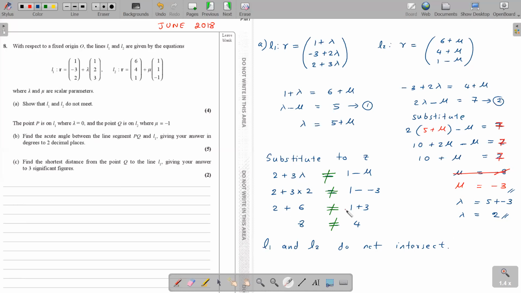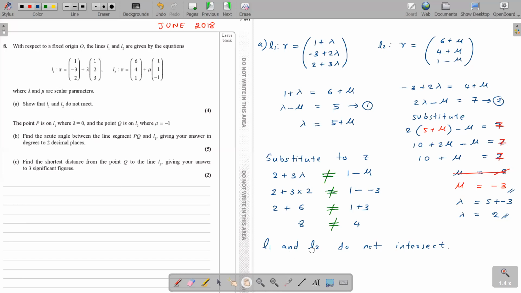So it's extremely important that you substitute the lambda and mu values into the equation that you didn't use. I always take the first equation, equate the first coordinate, and make the first equation. I equate the y coordinate and make the second equation. Solve those to get lambda and mu, and substitute into the third equation to check whether it will equate. If it equates, the lines intersect. If it doesn't equate, the lines do not intersect.